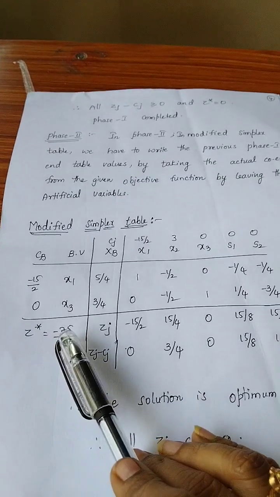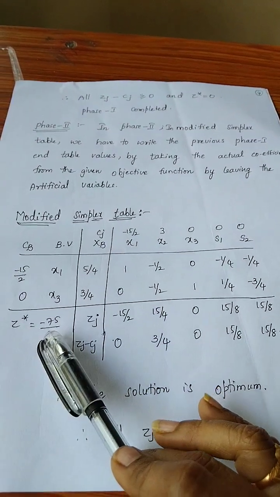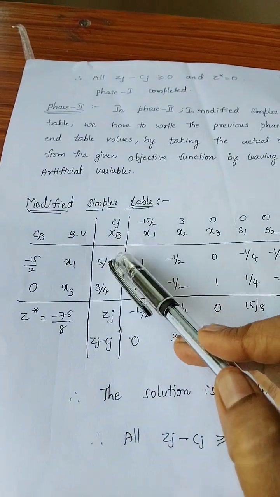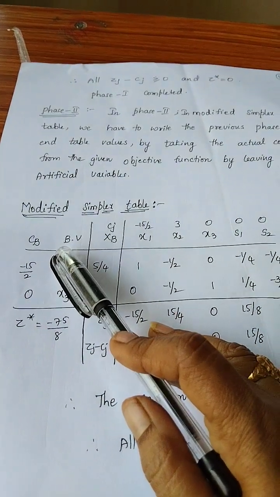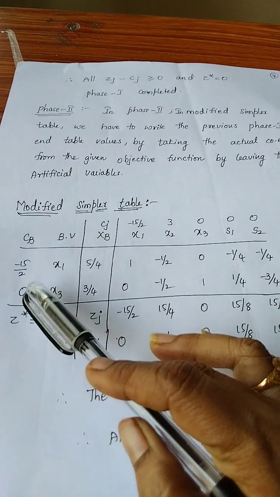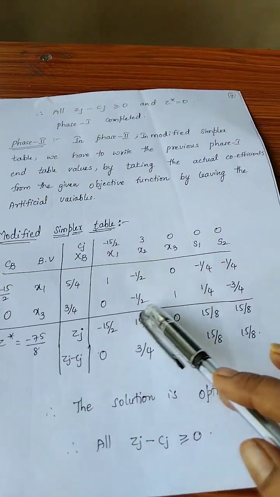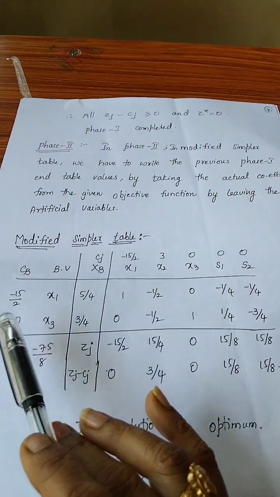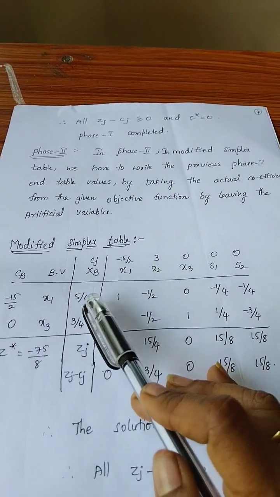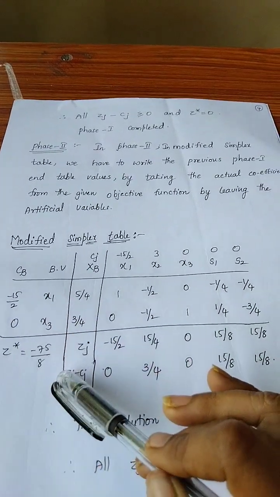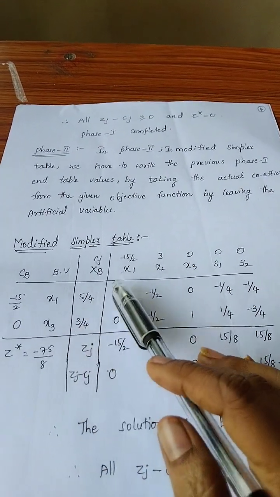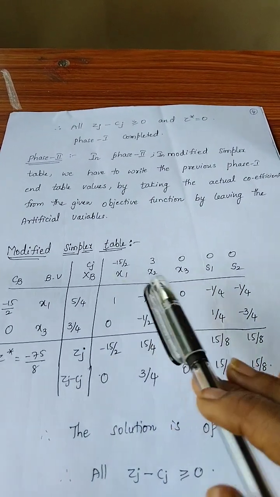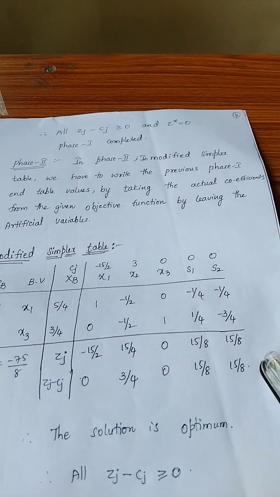Now you have to find out the value of Z star. What is the value for Z star? See, summation CB XB: 5 by 4 into minus 15 by 2 plus 3 by 4 into 0. So whatever the values are there here, there is no need to multiply with the coefficient. Why? Because it is 0 only. So 5 by 4 into minus 15 by 2 is minus 75 by 8. Here it is 1 into minus 15 by 2, minus 15 by 2. Like that you are going to find out the Zj values.